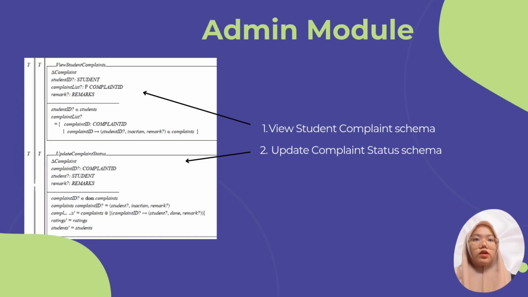Next, the view student complaint schema. This schema allows the admin to check complaints submitted by a student using their student ID. It filters and shows only that student's complaints along with the remarks. The second one is update complaint status. This schema helps the admin update the status of a complaint from in action to done. Admin can also add remarks to indicate what action has been taken.